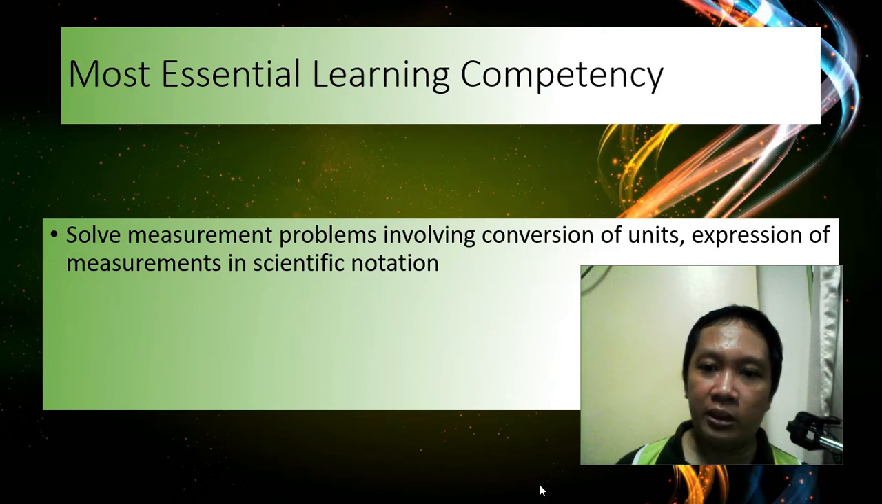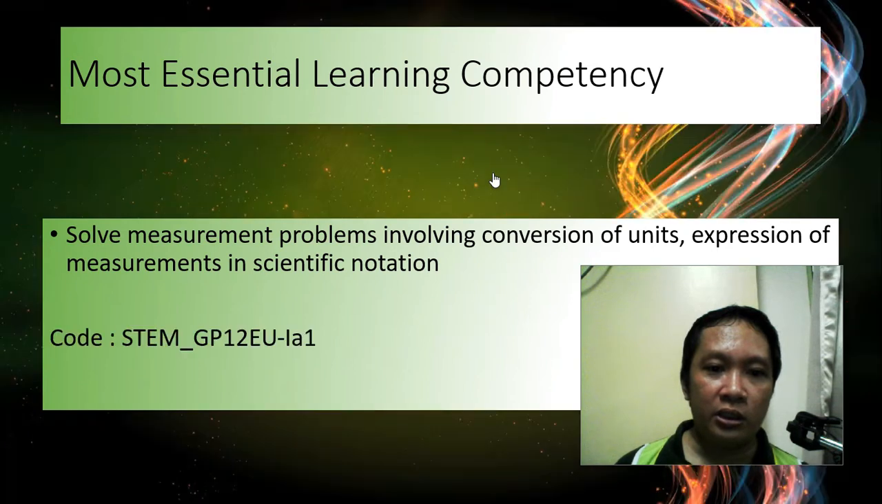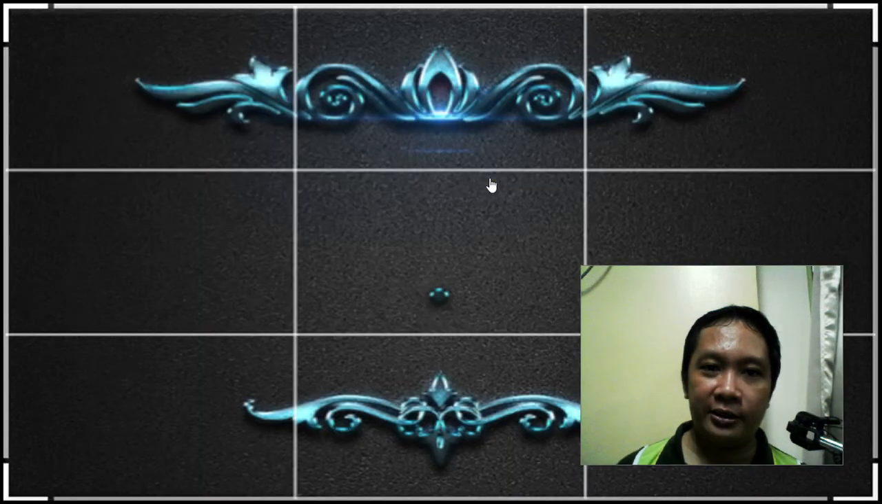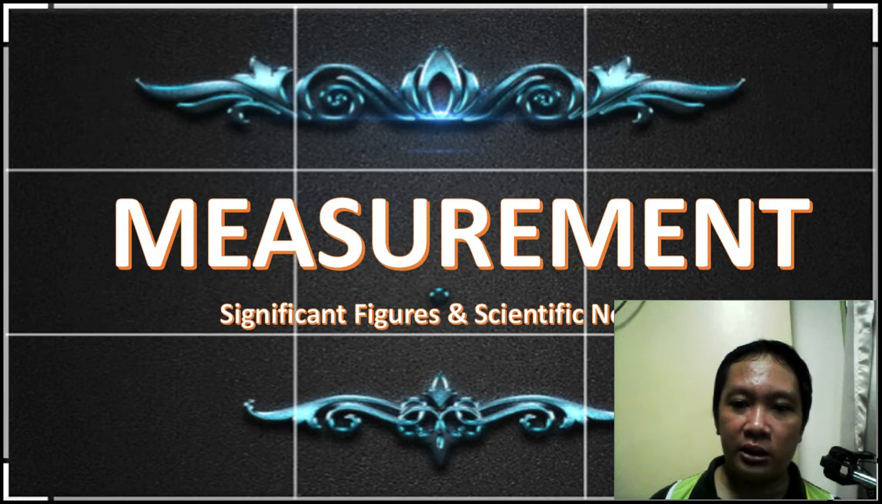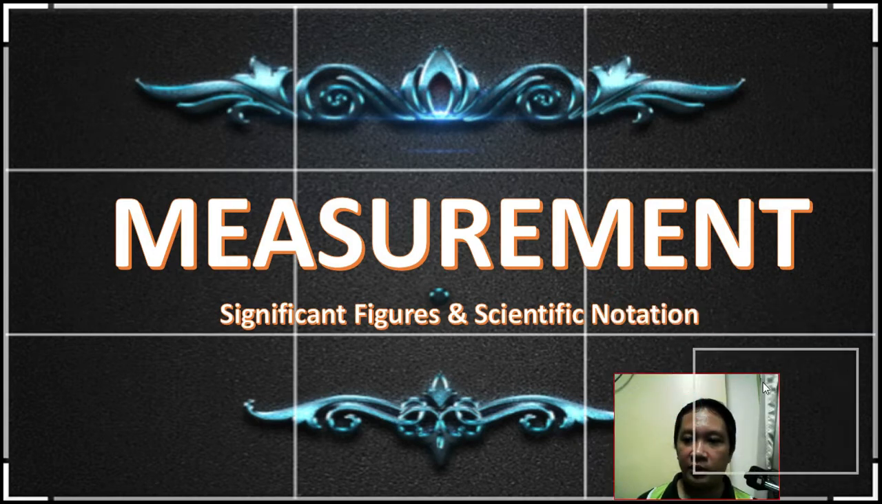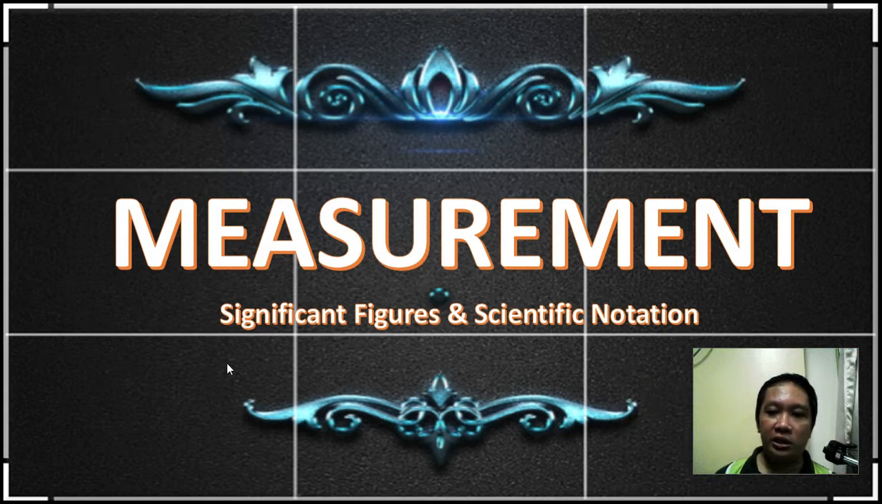Okay, last time the video was created that's focused on a specific topic, that is conversion of units, and this time we will try to deal with the expression of measurements in scientific notation. This is the code once again of the topic that we are trying to cover. Still we are on measurement, but this time we are very specific. We are dealing with the significant figures and scientific notation.